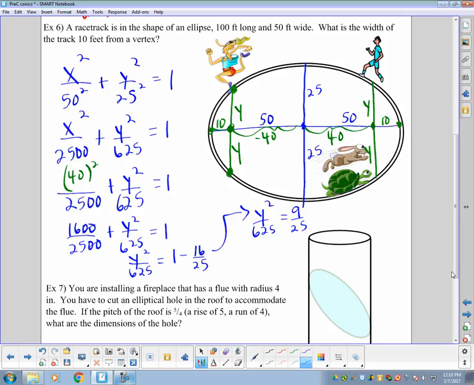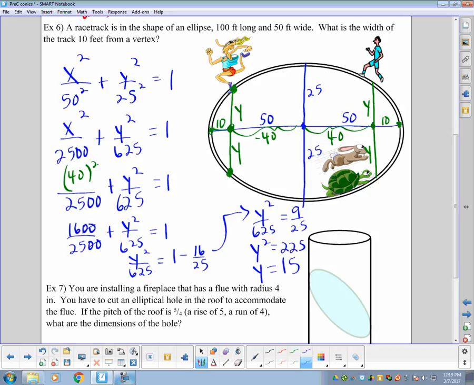What would you do to handle something like this? Cross multiply, sure. What's 9 times 625? I need some help with that. And then divide by 25. That's 5,625, okay, and then divide it by 25. 225. Oh, perfect. So what does y equal? Perfect square, yeah, it's 15.